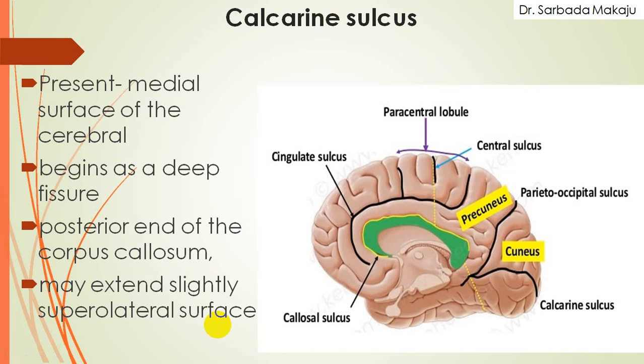Now one more sulcus that is present is known as the calcarine sulcus. This is the calcarine sulcus which is present on the medial surface of the cerebral hemisphere. It begins as a deep fissure on the medial surface of the cerebral hemisphere. It is located exactly at the posterior end of the corpus callosum. This is the corpus callosum, and this is the posterior end of the corpus callosum. Then after that, this calcarine sulcus will extend towards the superior lateral surface.